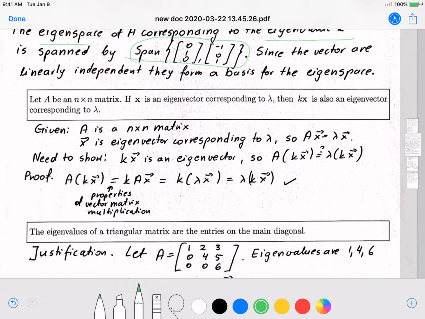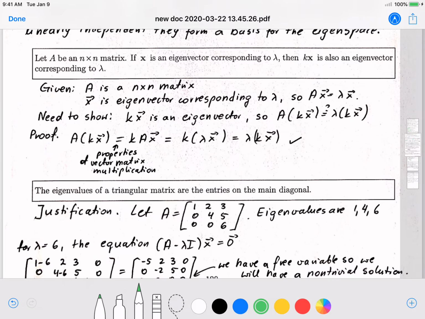Okay, so now we have an example. Let A be an n by n matrix, and if x is an eigenvector corresponding to lambda, then any scalar multiple is also an eigenvector corresponding to lambda. We already saw this from the example. Now we would like to maybe prove it or show it.